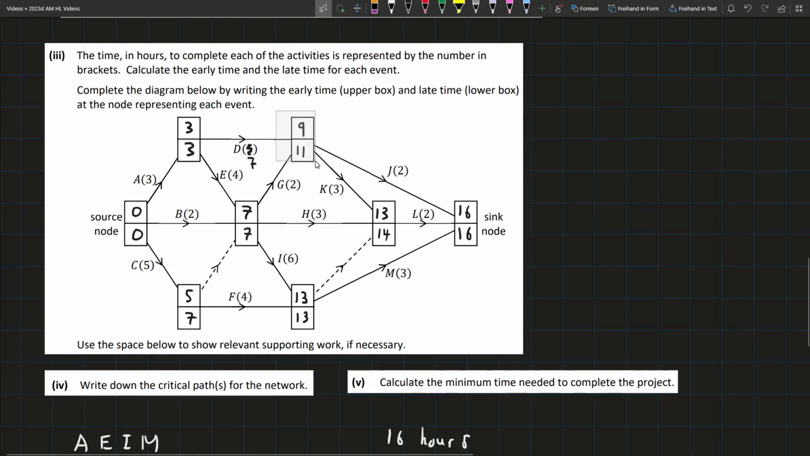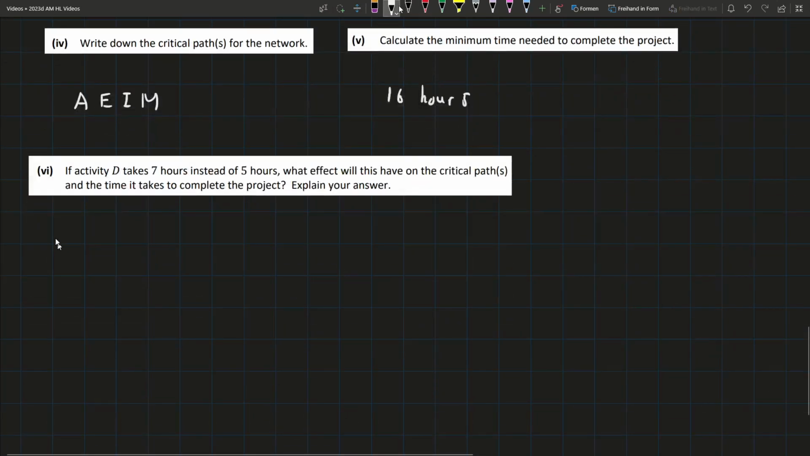So we still get here on time. We're not delaying anything, because remember, we can delay this. We can delay this up until 11, and that won't have any effect on the final time. So if we take 7 days to do this, we'll only get here in 10, so we're still on time. So it actually has no effect on either.